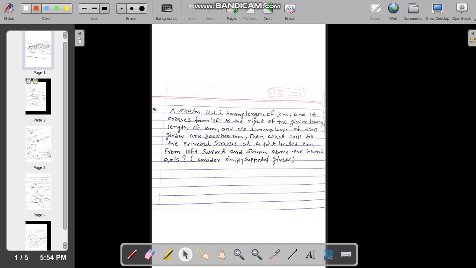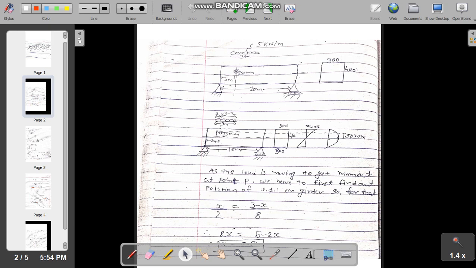So here is the schematic diagram of the girder. As we can easily see, this is our girder, and here is the UDL whose intensity is 5 kN per meter and whose length is 3 meters. The cross-section dimension of the girder is 300 by 400 mm and the total length of the girder is 10 meters. So at this point, I'll zoom in.